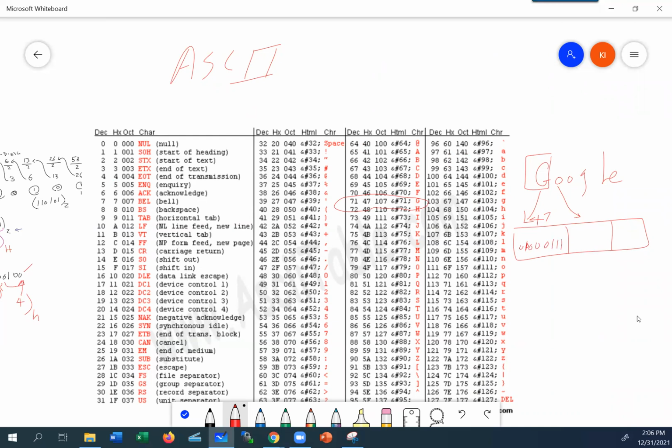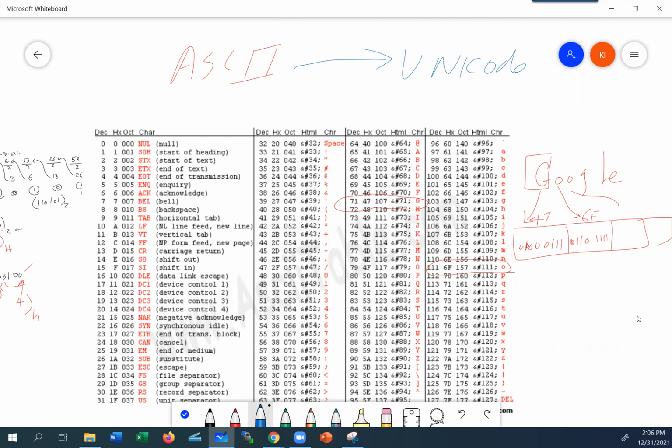Little o is right here. It's 6F. So in the memory, what gets stored is 0, 1, 1, 0 for the 6 and 1, 1, 1, 1 for the F, and so on and so forth for the second o, and on and on. If you look at the memory for the bytes, that's what you see. ASCII is still being used very commonly. But most computers nowadays are using something called Unicode, which is literally an extension of ASCII.